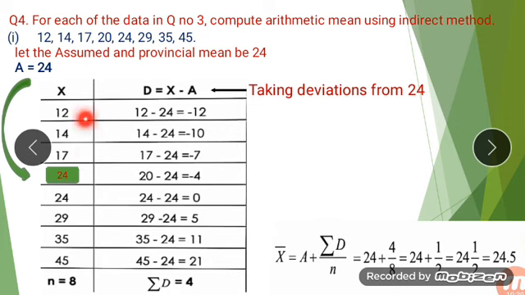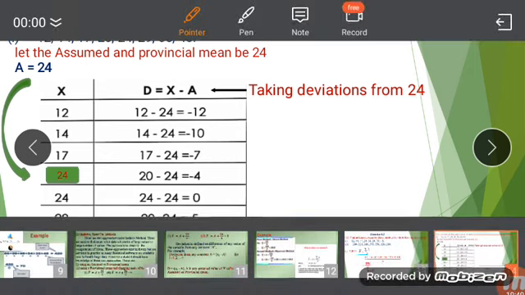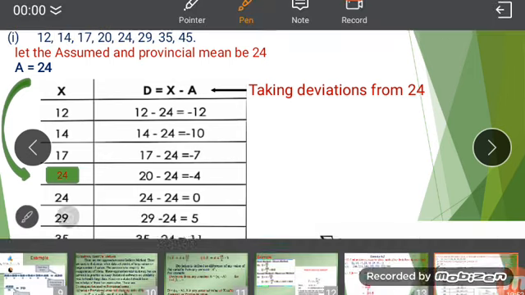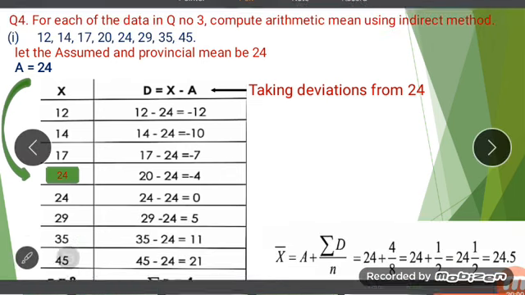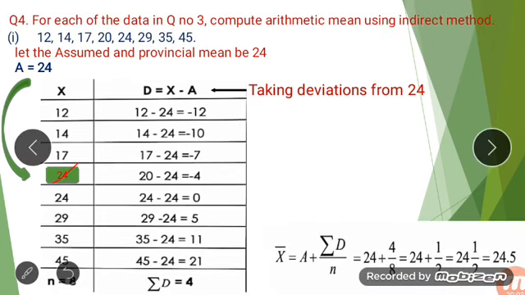So let's see, if we leave 3 values from here and 3 values from here, in the middle we will have 24. I think it is repeated twice, 24... Let me rectify this. Okay, this is 20, not 24. Here it is 24.